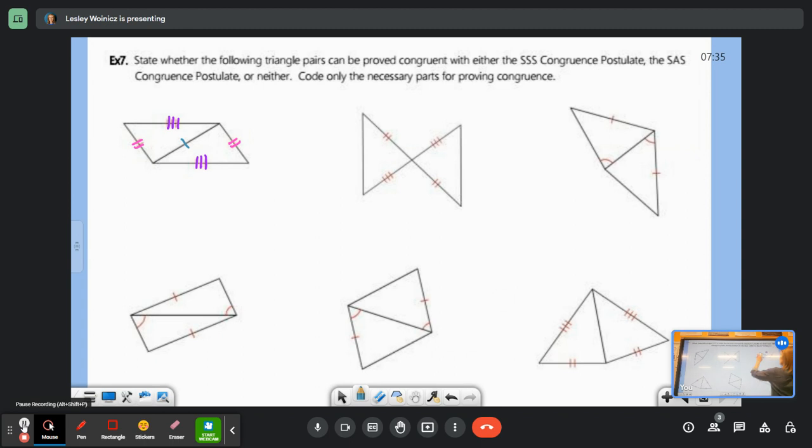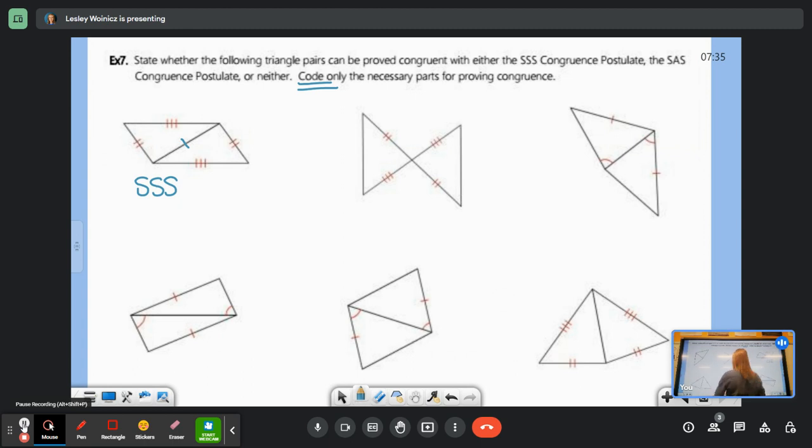So this is my code right there. That's the code. And then I say side, side, side. And I'm done. That's all I have to write. So I did the code and the side, and that's all I have to write. Let me erase these other marks because I didn't need to write those.